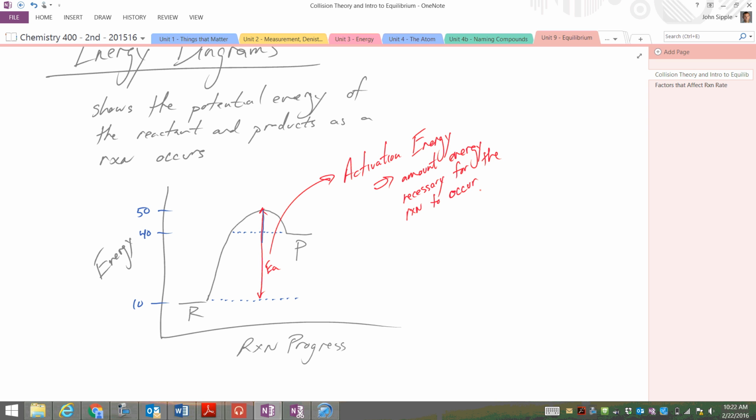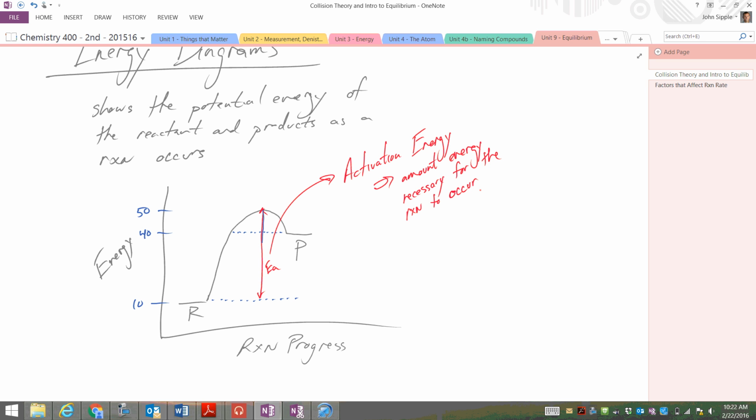Now, some reactions have very large hills, and some have very small ones. In some cases the energy of activation is really big, in other cases it's really small. A spark in your car is enough energy to combust gasoline. That's a small energy of activation to provide the energy for combustion.